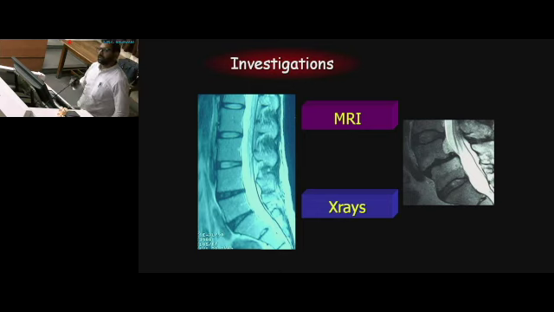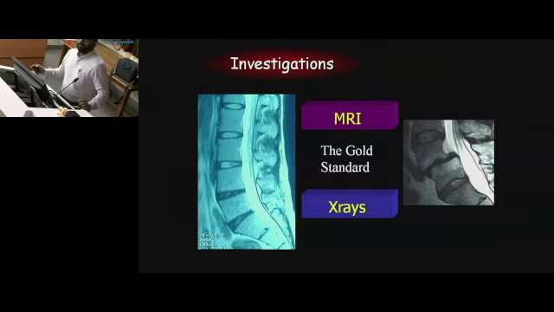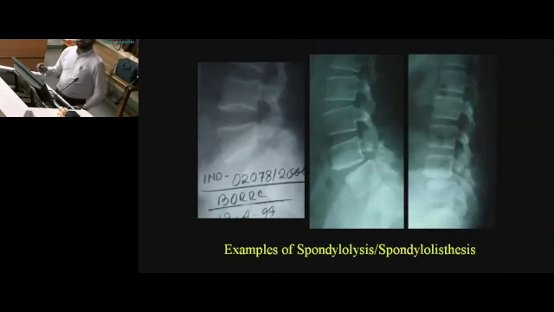With X-rays, you can get an idea. If there is, say, reduced disc height, if there is a listhesis happening, you can get an idea that yes, this level is affected, and we will have a clear picture with the help of MRI. So these are a few X-rays. You can see there is a lytic listhesis happening at the level of L5-S1.